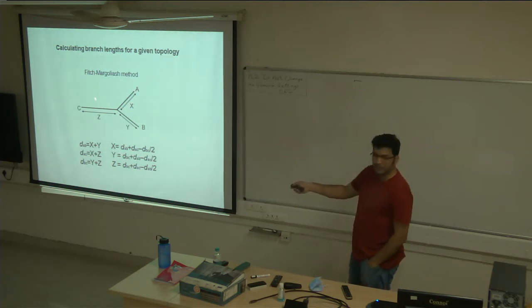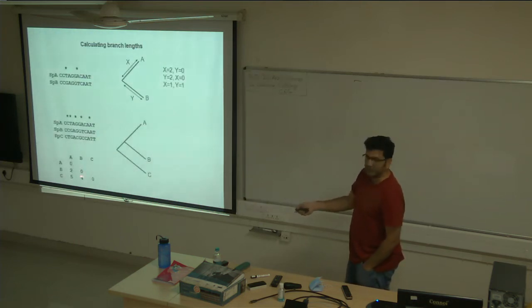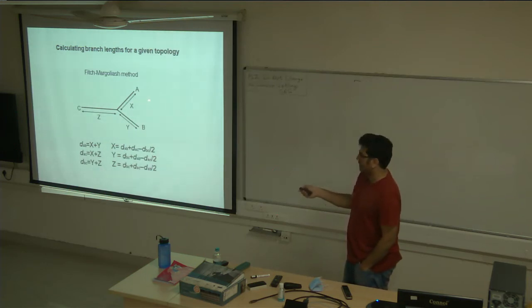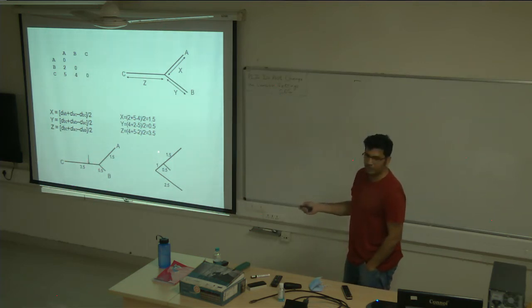Now if you want to calculate the branch length of x, you take the distance from A to B plus the distance from A to C, and you subtract the distance from B to C. These are the observed distances. Then divide everything by 2. It will give you the branch length for x. Calculate y and z the same way. Here we have plugged in all these distances and calculated them, you got these branch lengths, and you do midpoint rooting, you get this phylogeny for these 3 taxa.